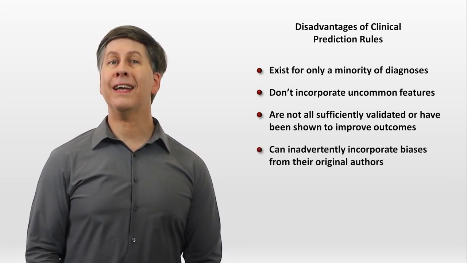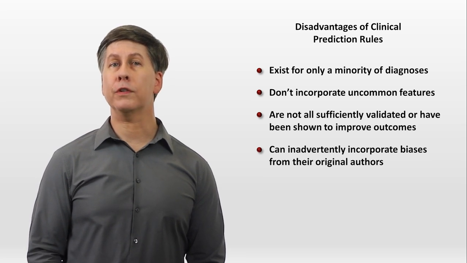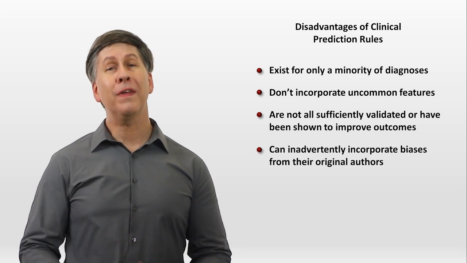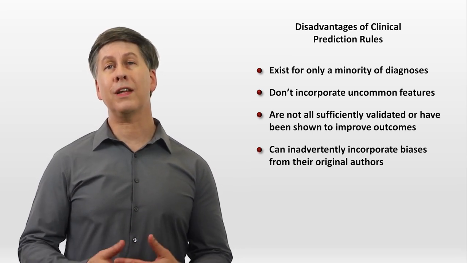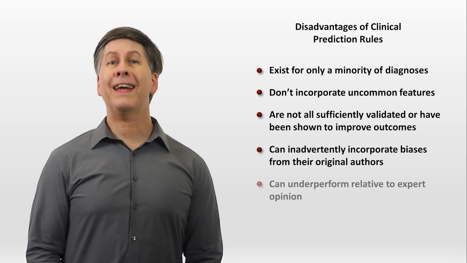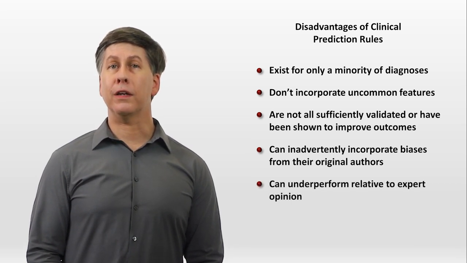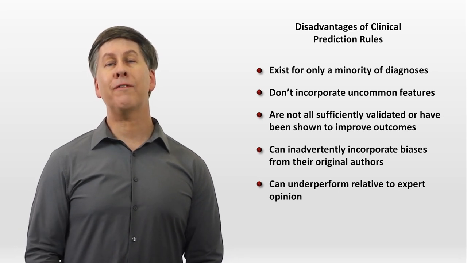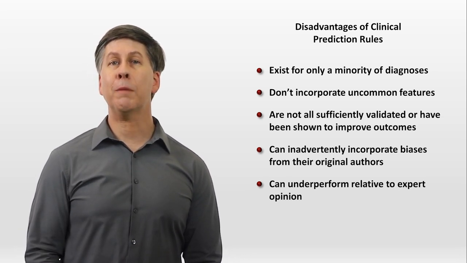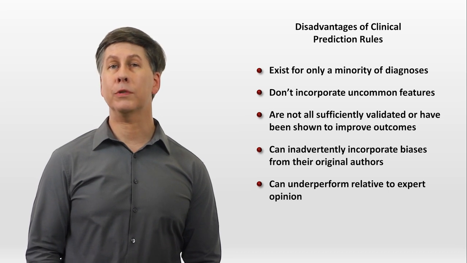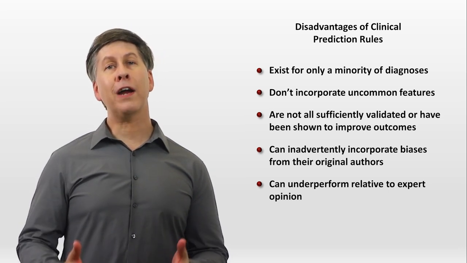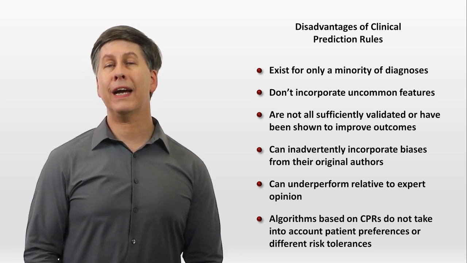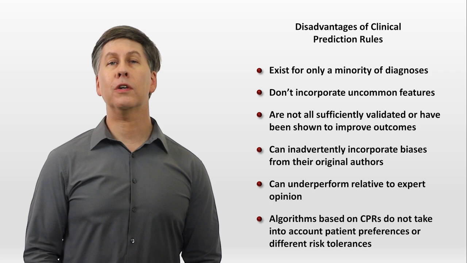They can inadvertently incorporate biases from their original authors, biases which, over time, could sneak into the standard of care if the prediction rule becomes widely adopted. They can underperform relative to expert opinion. An example of this would be how expert opinion is more sensitive than the San Francisco syncope rule for identifying patients at high risk of adverse outcomes. And finally, algorithms based on clinical prediction rules do not take into account patient preferences or different risk tolerances.